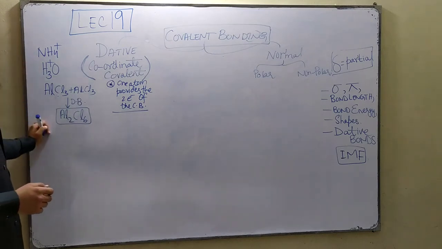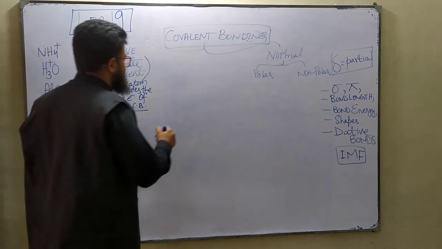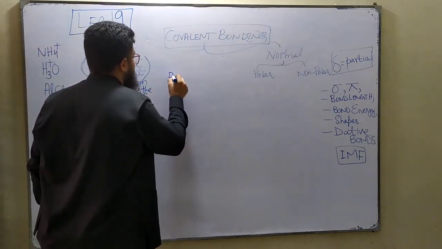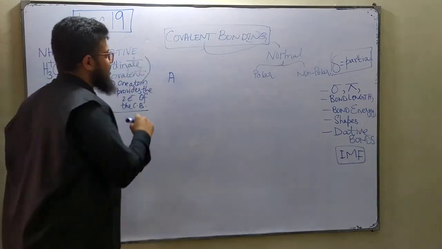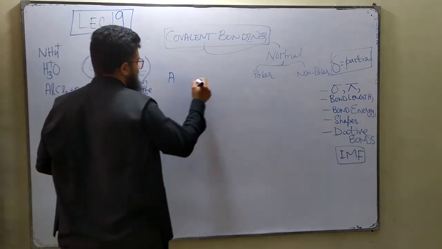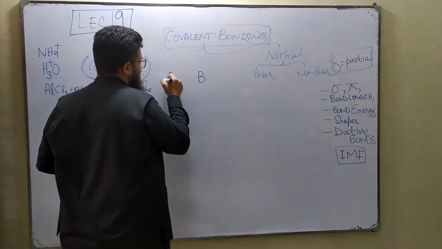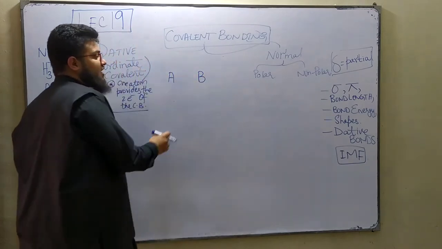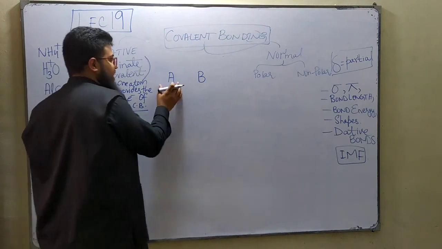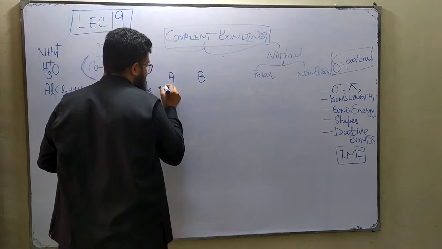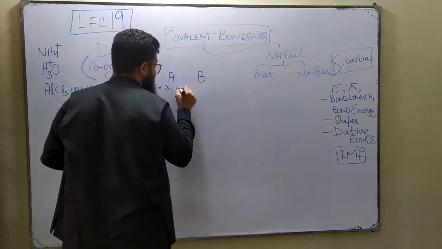These are three examples given in our syllabus, and let's look at them. First of all, there is a condition that must be fulfilled before this dative bonding can occur. If we've got one atom A and another atom B, let's say atom A is the one that provides both the electrons. In this atom A, the condition is that it must have at least one lone pair, so greater than or equal to one lone pair of electrons.